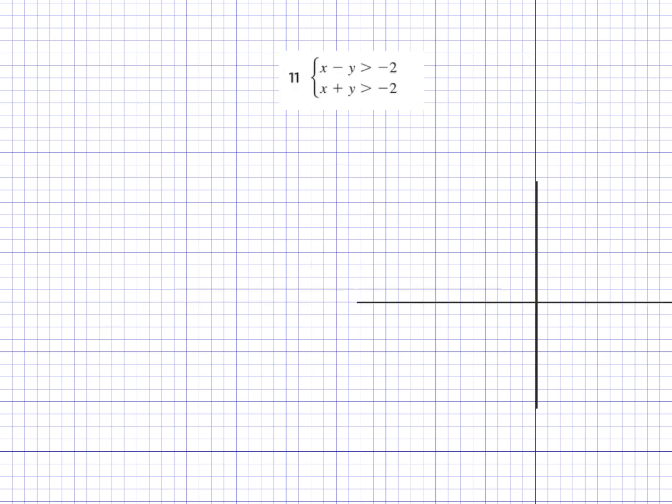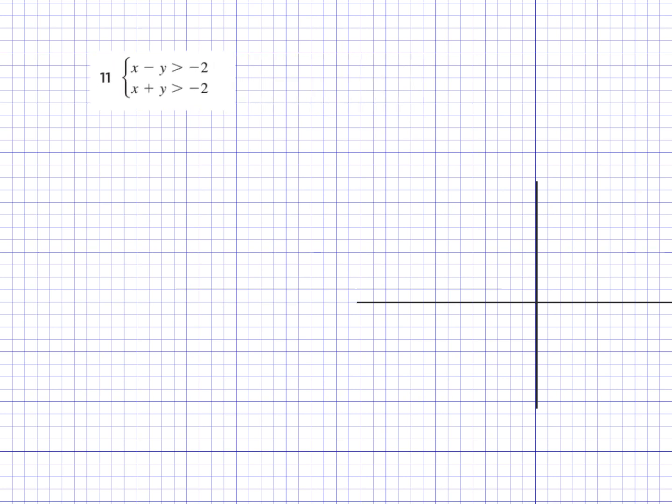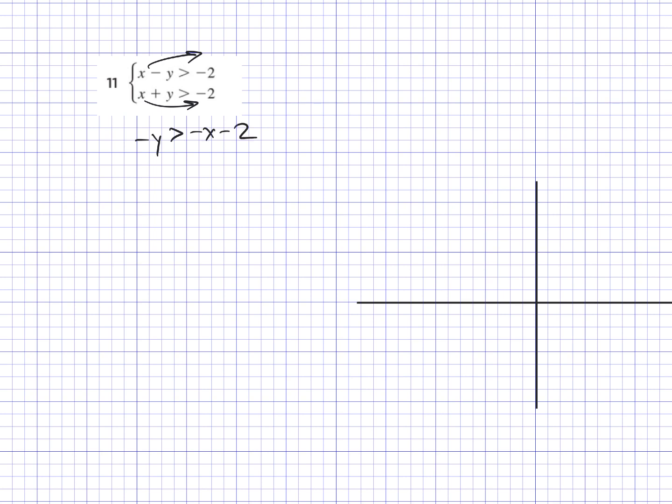Okay, so now we're graphing systems of equations and seeing where there's double shading. All right, so let's just rearrange this here. Let's do our work here to the left. The top equation, let's move x to the right, and the bottom one we're going to do as well. So here we have negative y greater than negative x minus 2. And the other equation would be positive y greater than negative x minus 2. Now, on the first equation, we have this negative, so we've got to divide by negative 1 or multiply by negative 1. And when you do that, that's going to change the direction. So y is less than x plus 2. And again, we have y is greater than negative x minus 2.